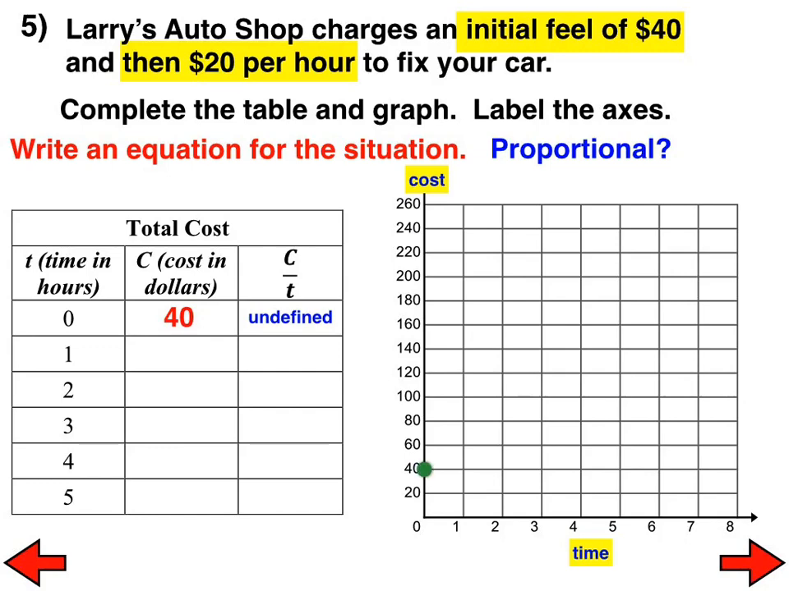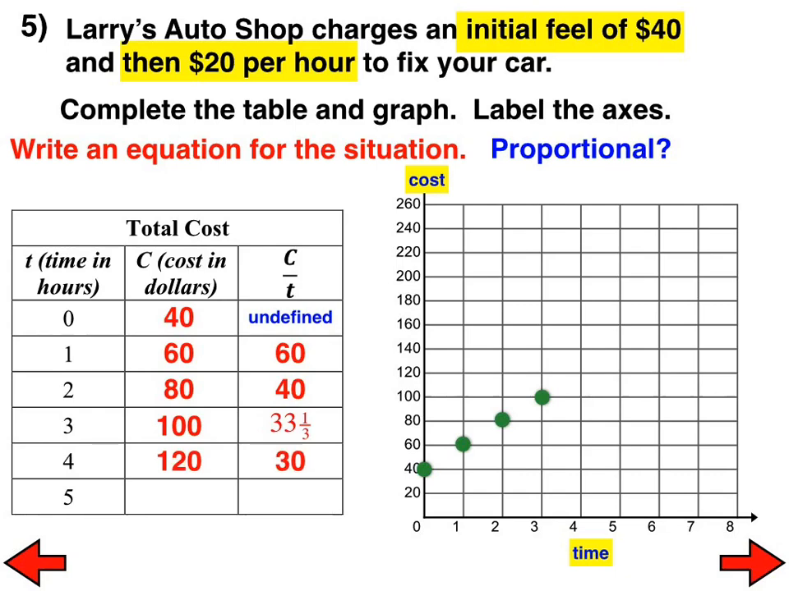So for 1 hour, it's going to be $60. There we go. 60 over 1 is 60. For 2 hours, it's going to be $80. 2 times 20, which is 40, plus 40, that's 80. And already, our ratios are not the same. And I'll keep going here.